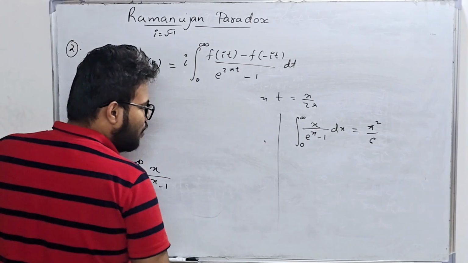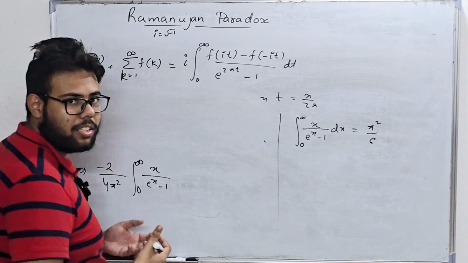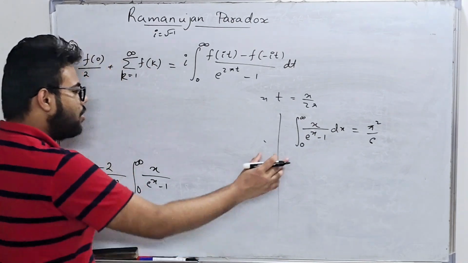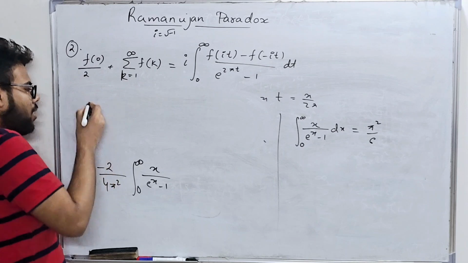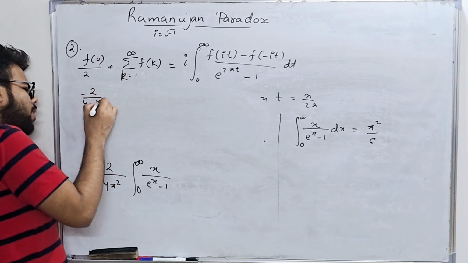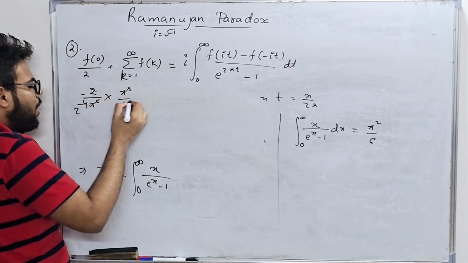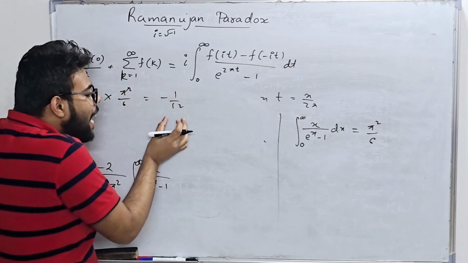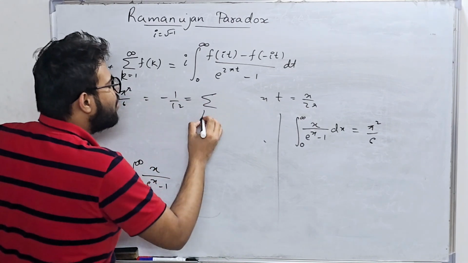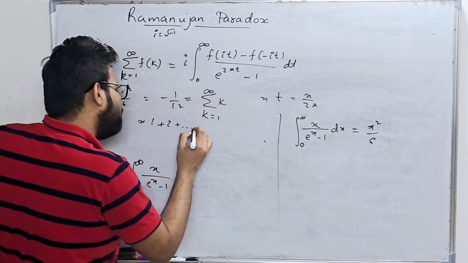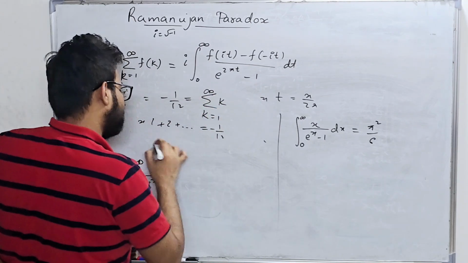If you don't know about it, I will discuss it in my later lectures, but not right now because the video will become too long. So what we have got is minus 2 upon 4 pi square into pi square by 6. 2 and 2 cancel, pi square and pi square cancel, and you get minus 1 by 12. And it was equal to the sum over k from 1 to infinity of k. That is, 1 plus 2 till infinity is equal to minus 1 by 12.